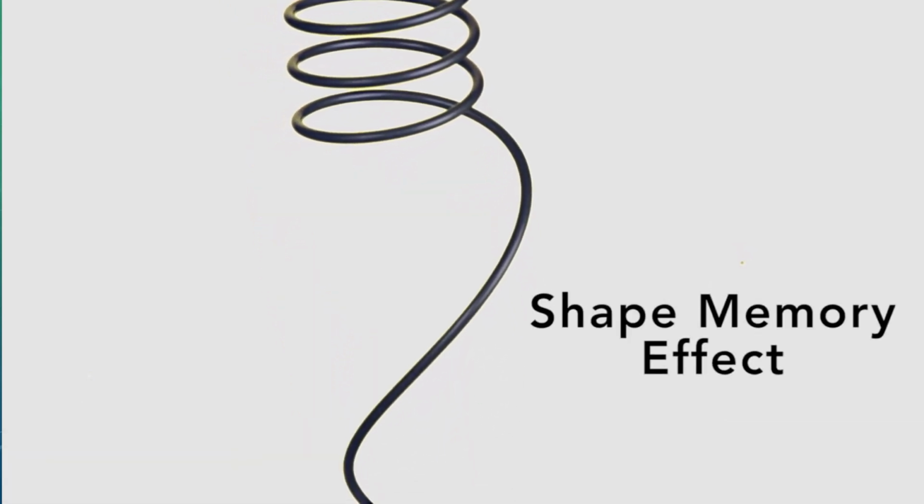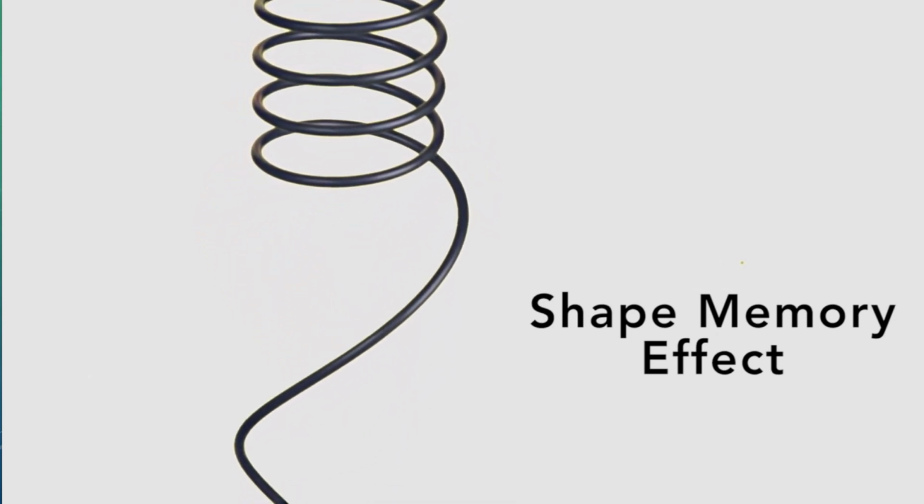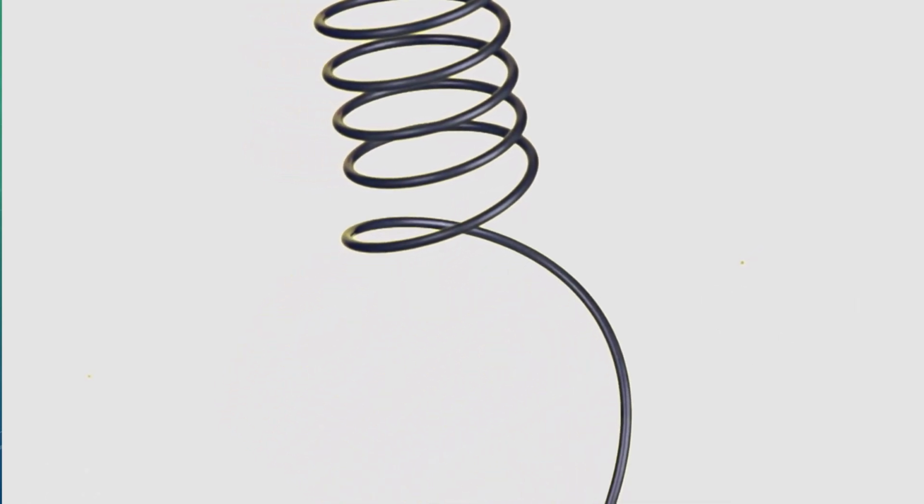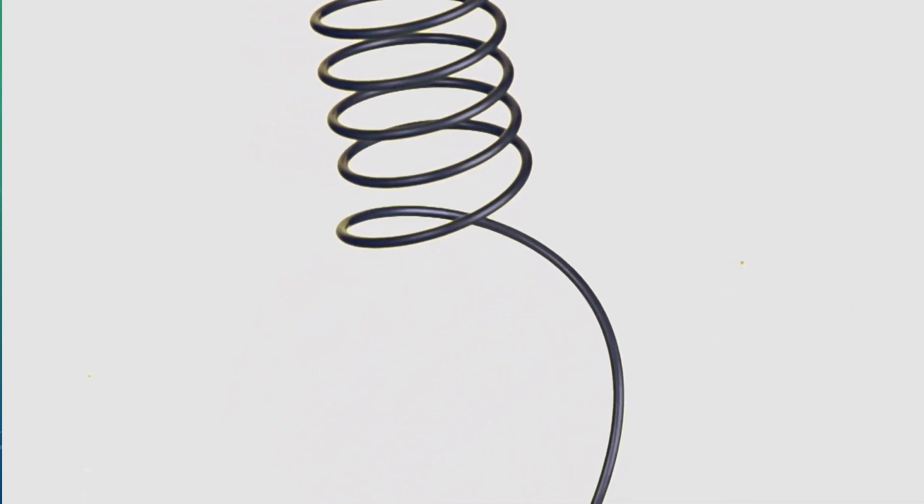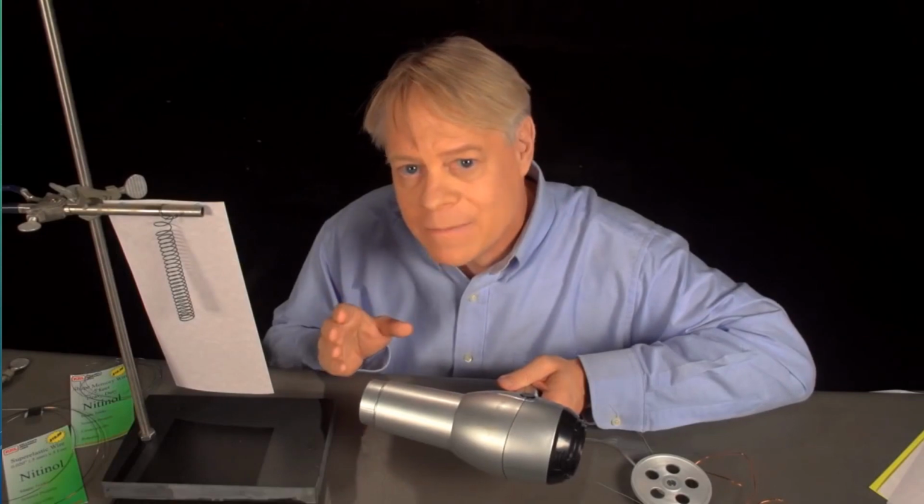A length of this wire is formed at very high temperatures into a spring. The shape setting occurs at temperatures above about 500 degrees Celsius and then it is cooled. Almost no matter how it's bent at room temperature, it returns to its original shape when heated to 75 degrees Celsius or so. So why does nitinol have this memory?